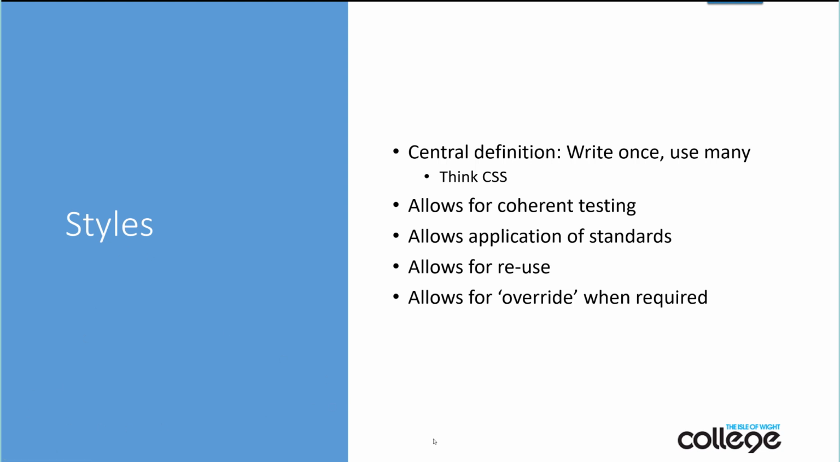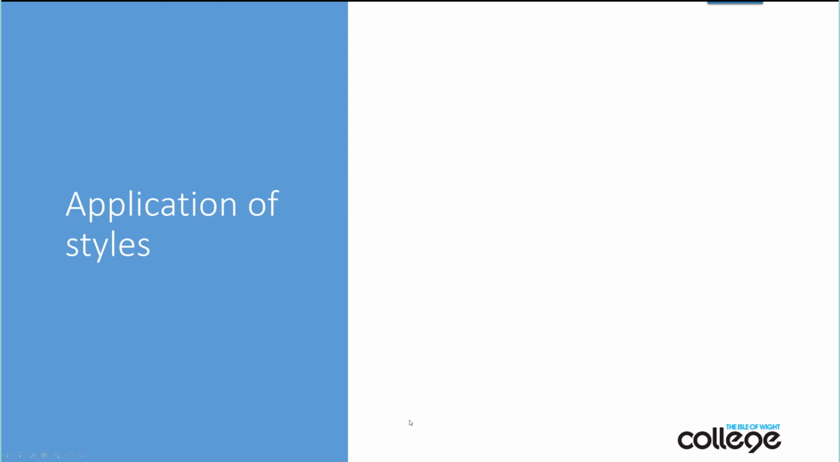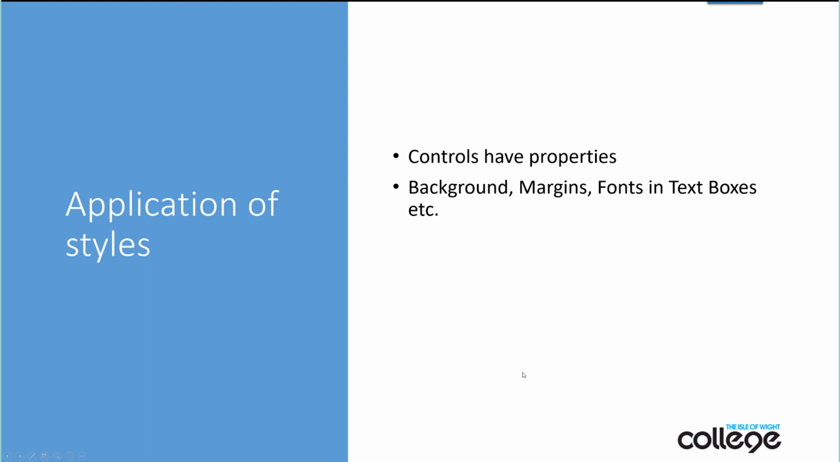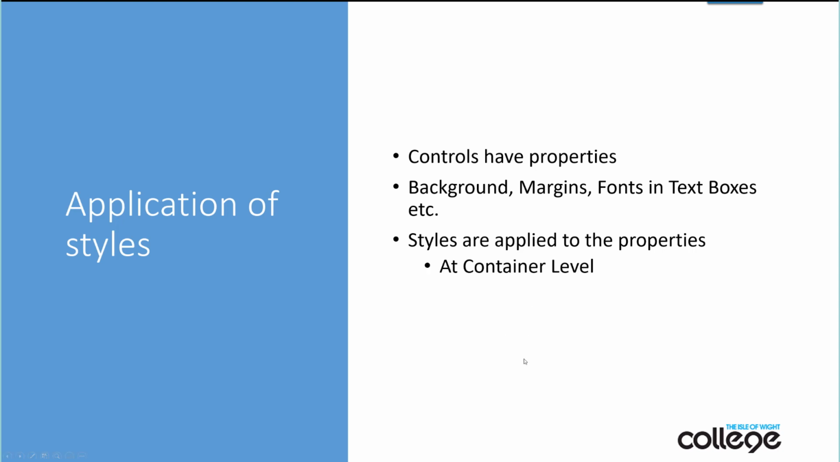So let's talk about how these styles are actually used. We talked about the application of styles. Now we're talking about controls mostly in XAML, although there are other ways you can do styles. We're talking about the text box, the text block, the button, and so forth. And all of these controls have properties. For example, the background, the margin, the fonts, and the text box sizes, and so forth. So styles are applied to the properties of each control, and at container level, and at control level. So we say, for this particular type of control, we're going to make sure that we get the background color right and the margin right, and so forth.